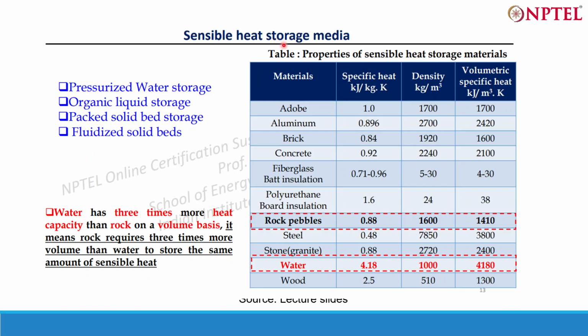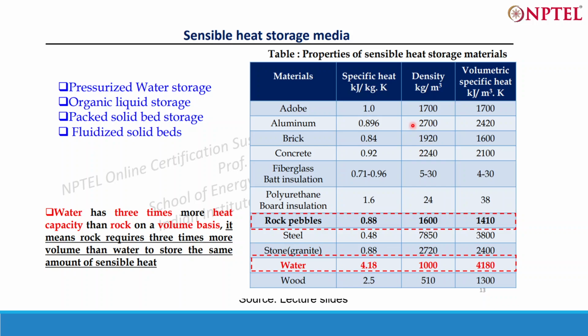Now we have different types of sensible storage media, like what can be the different types of materials. I was talking about rock pebbles. Rock pebbles have a very bad specific heat. If you compare it with water, it's better to store heat in the water itself. But one thing considered when storing is rho Cp, the density multiplied by specific heat. That is very important for storing heat. The higher the rho Cp value, the better the system.